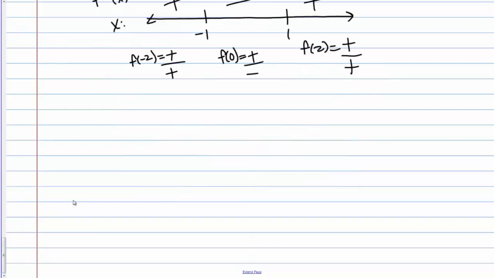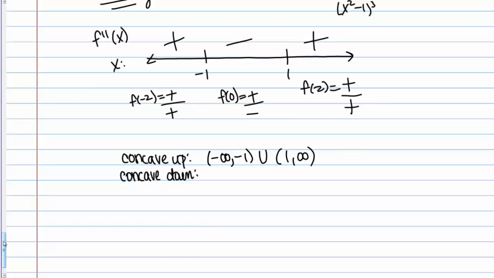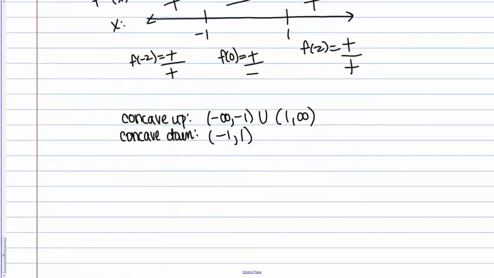Okay, so now I can actually write down my intervals where it's concave up and concave down. Concave up happens where the second derivative is positive. So in this case, that's going to be negative infinity to negative 1, and also from 1 to infinity. And then concave down is where the second derivative is negative. So that happens from negative 1 to 1. All right, so we found our intervals of increasing and decreasing and intervals of concave up and concave down.